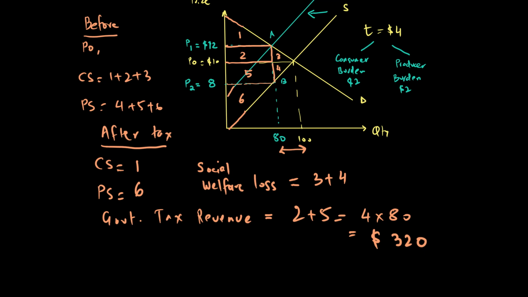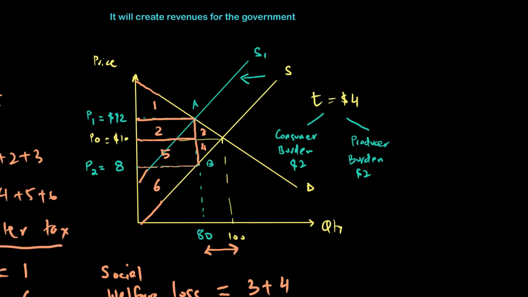So in terms of the consumer burden, if I go back to this part, guys, the consumer burden of $2 is, if you look at the total amount of it, $2 times 80 or $160, or in other words, area 2 is what we call the consumer burden of the tax. Okay, and area 5 is what we call our producer burden of the tax, which is also $160. So let me write this as area 5 as the producer burden of the tax.